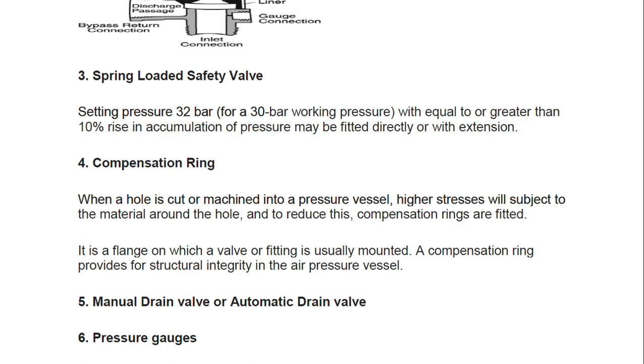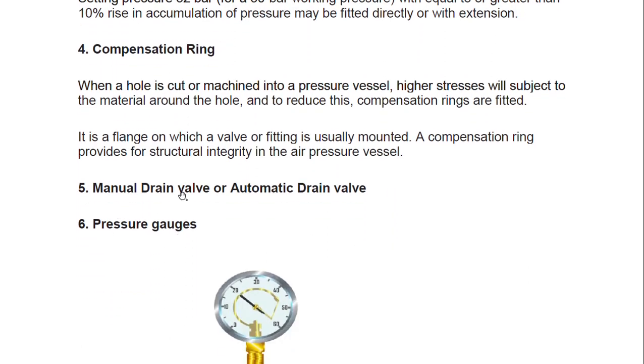Okay, so that's why we have a compensation ring. This is also a mounting, because there is already a material loss. To avoid that and give strength, because it's a pressure vessel, we need an extra ring which is put inside. That is known as a compensation ring. When a hole is cut or machined into a pressure vessel, higher stresses are imposed on the material around the hole, and to reduce this, compensation rings are fitted. It is a flange on which a valve or fitting is usually mounted. A compensation ring provides structural integrity in the air pressure vessel.